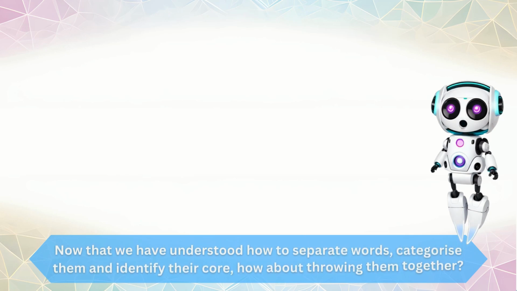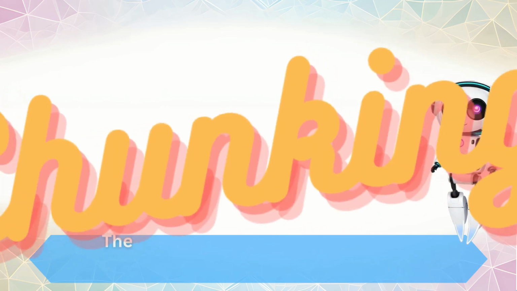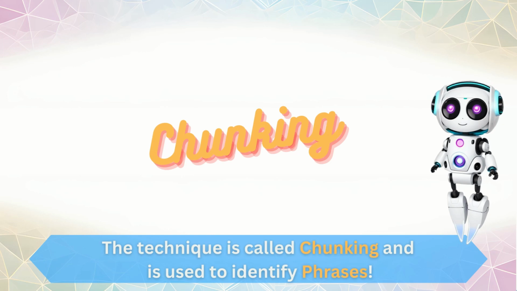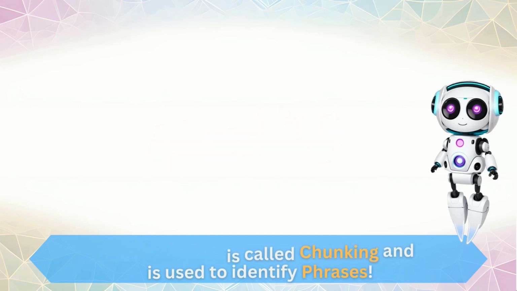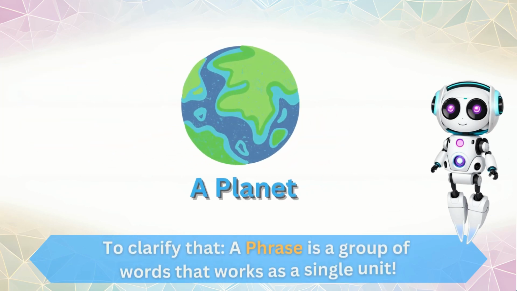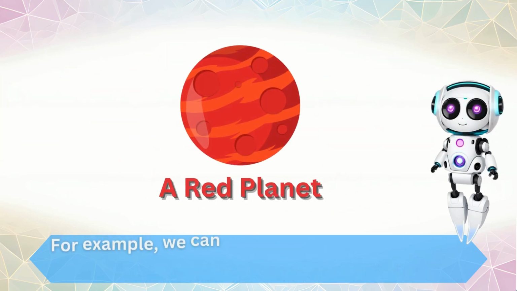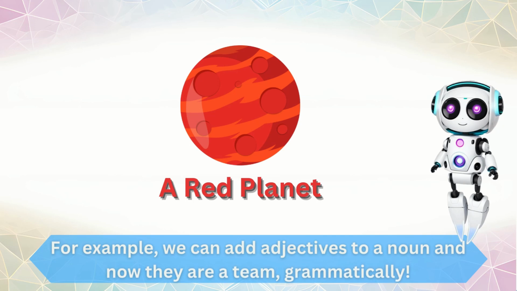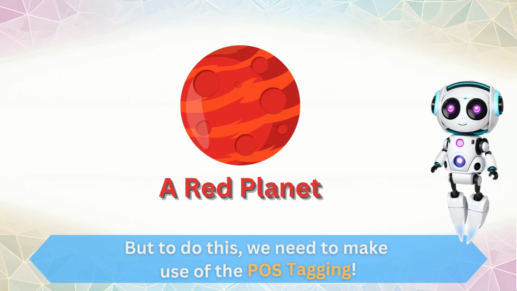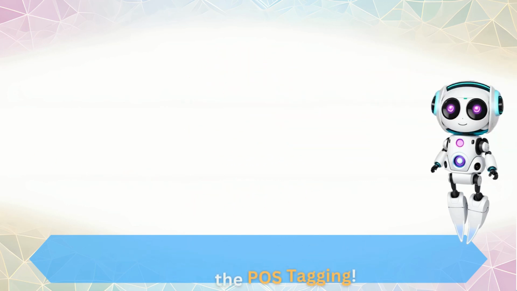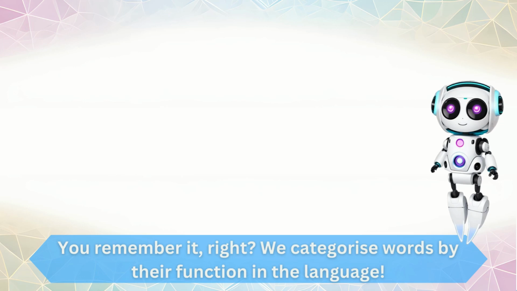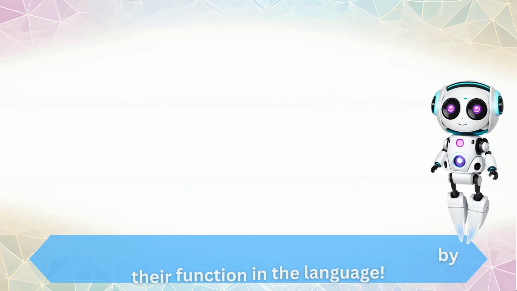Now that we have understood how to separate words, categorize them, and identify their core, how about throwing them together? The technique is called chunking and is used to identify phrases. To clarify that, a phrase is a group of words that work as a single unit. For example, we can add adjectives to a noun, and now they are a team, grammatically. But to do this, we need to make use of the POS tagging. You remember, right? We categorize words by their function in the language.